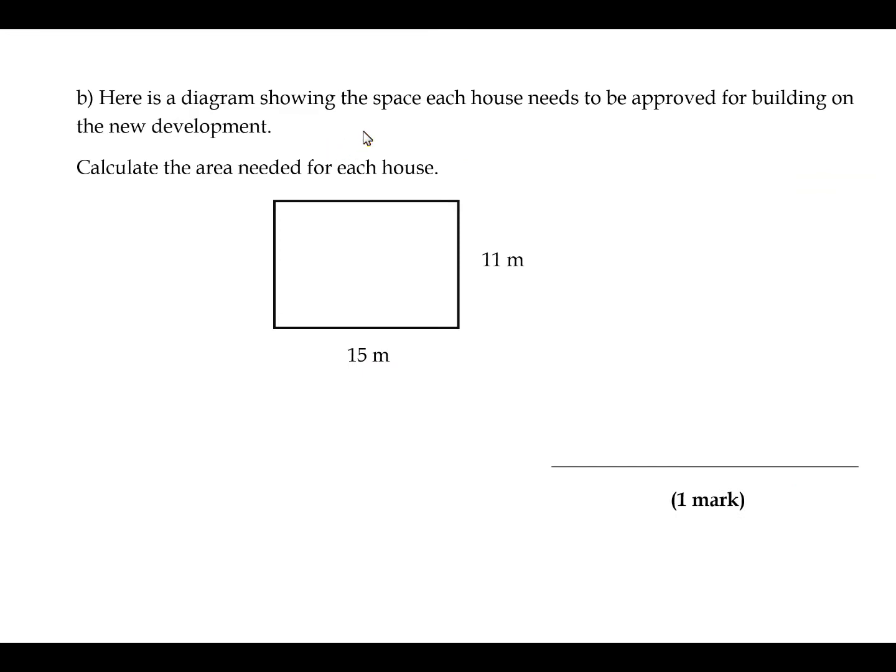B. Here is a diagram showing the space of each house that needs to be approved for the building of this new development. Calculate the area needed for each house. So we have 15 meters here, and we have 11 meters there. So to calculate the area, we multiply the 2 dimensions. It hasn't asked for an approximation, so we have to do this properly. So we need to work out exactly 15 times 11. So use whichever method you prefer.